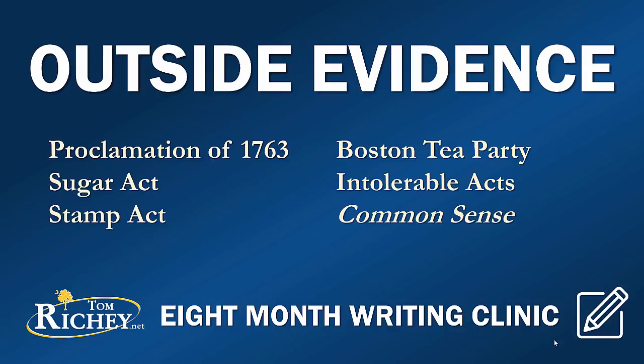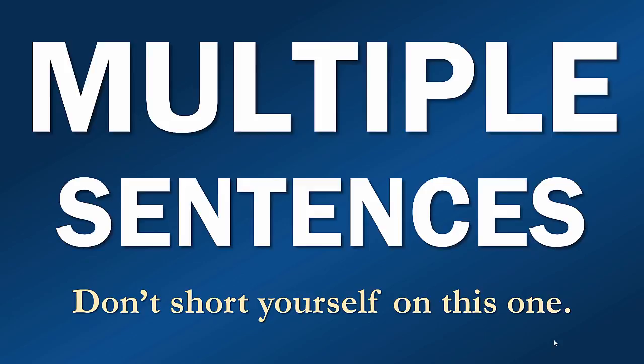It must be relevant. Now, with this prompt that we've been working with, dealing with the road to the American Revolution, you could use all kinds of outside evidence. You could use the Proclamation of 1763, the Sugar Act, the Stamp Act, the Boston Tea Party, the Intolerable Acts, and Common Sense. In order to be safe, make sure you use multiple sentences. Don't short yourself on this one.